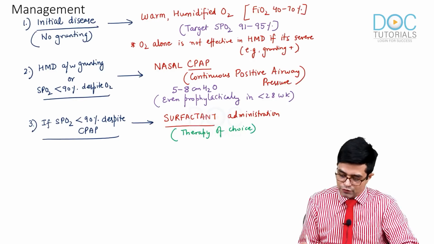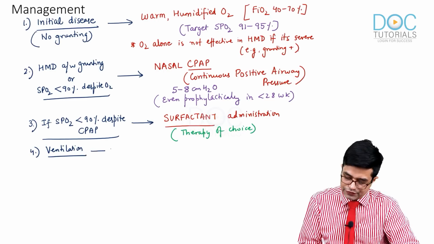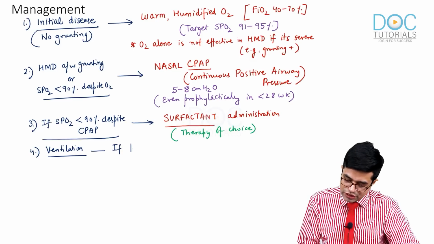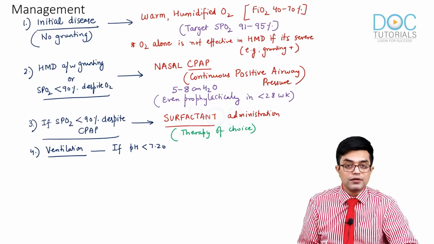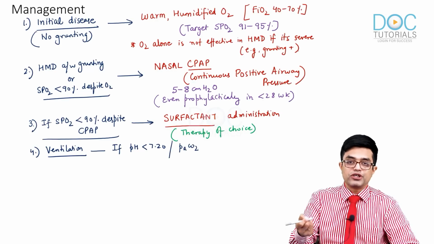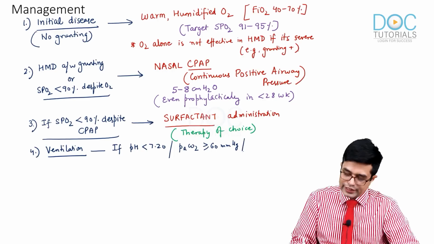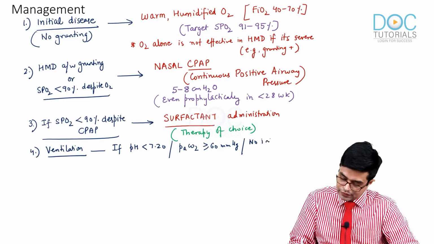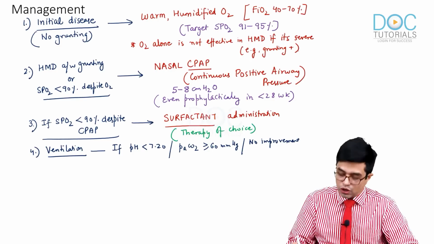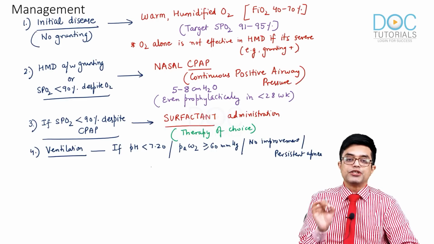And then we have the fourth strategy, that is ventilation, also called mechanical ventilation. Ventilation is needed if there is pH less than 7.20 in the blood, or if the PaCO2, carbon dioxide pressure in arterial blood, is equal to or more than 60 millimeters of mercury, or if there is no improvement despite the above management, or if there is persistent apnea. If any of these four indications is fulfilled, we start the patient on a ventilator.